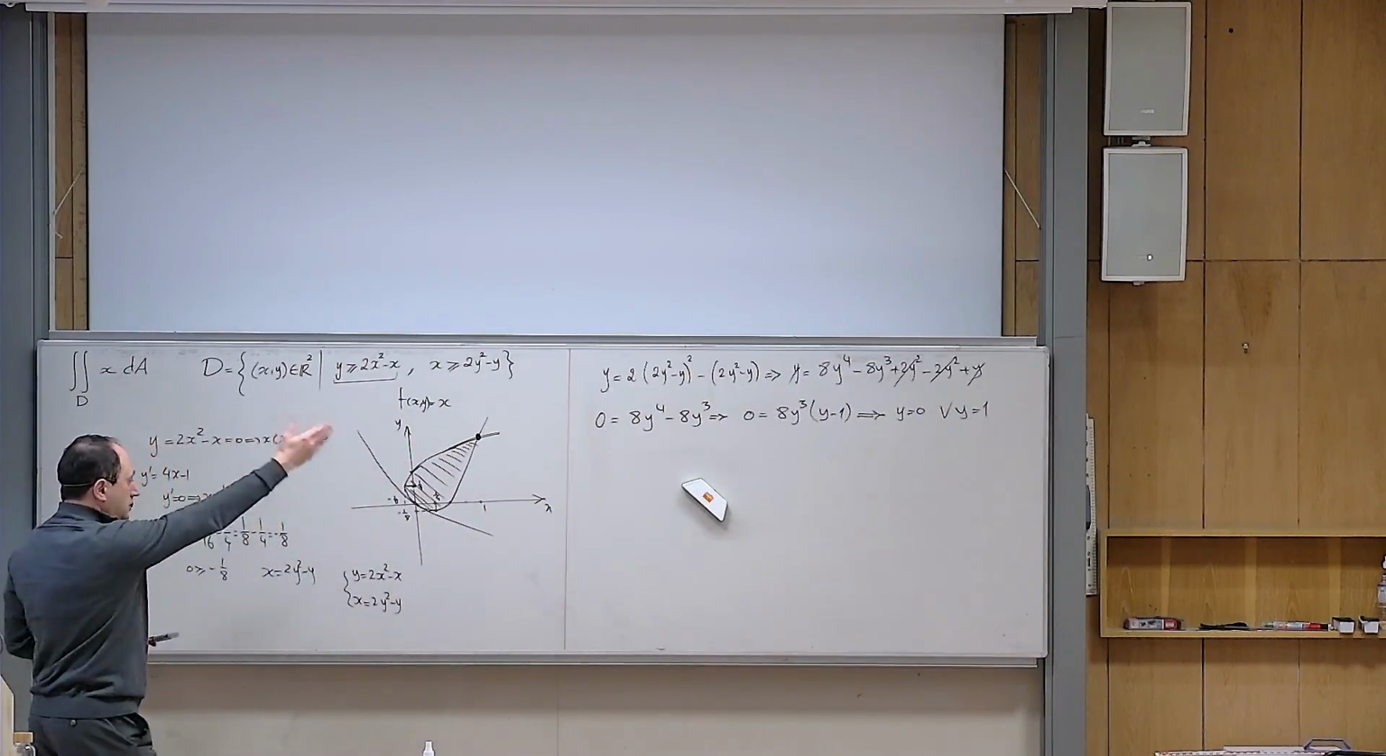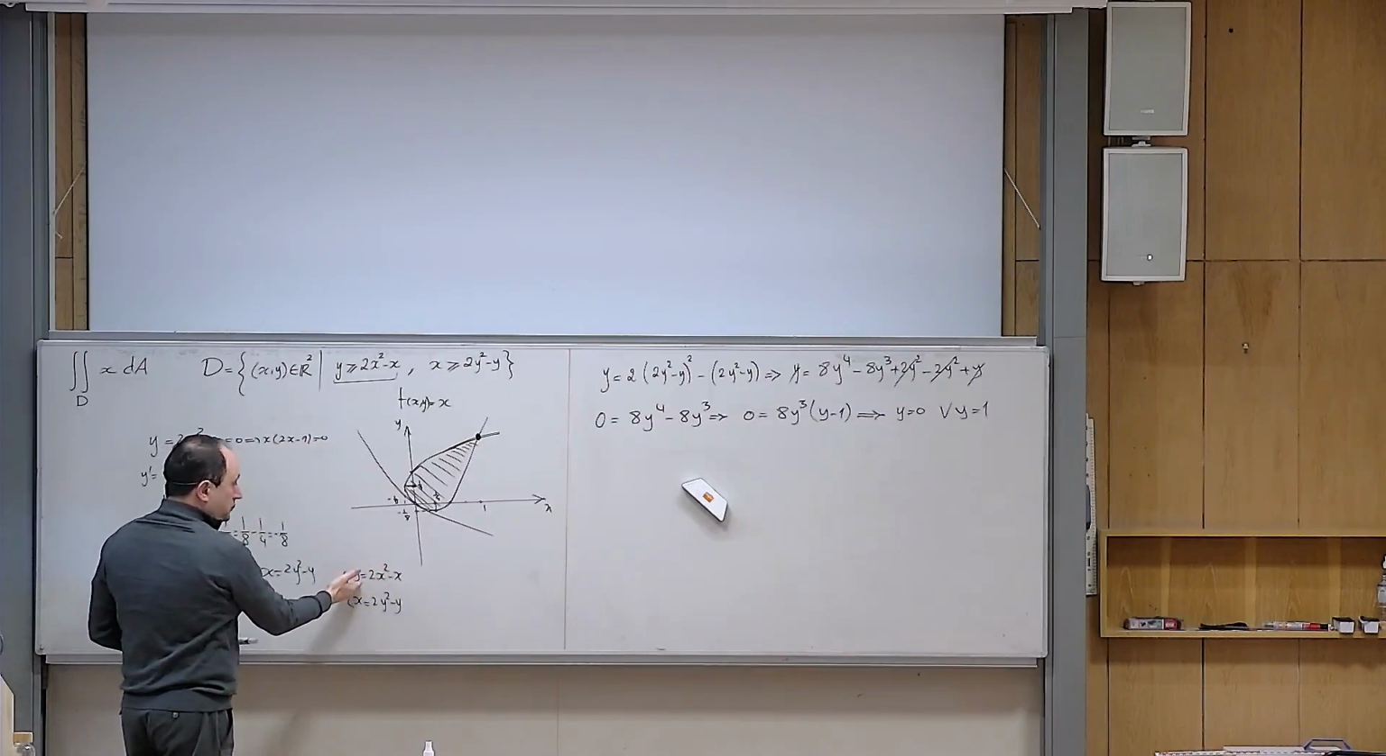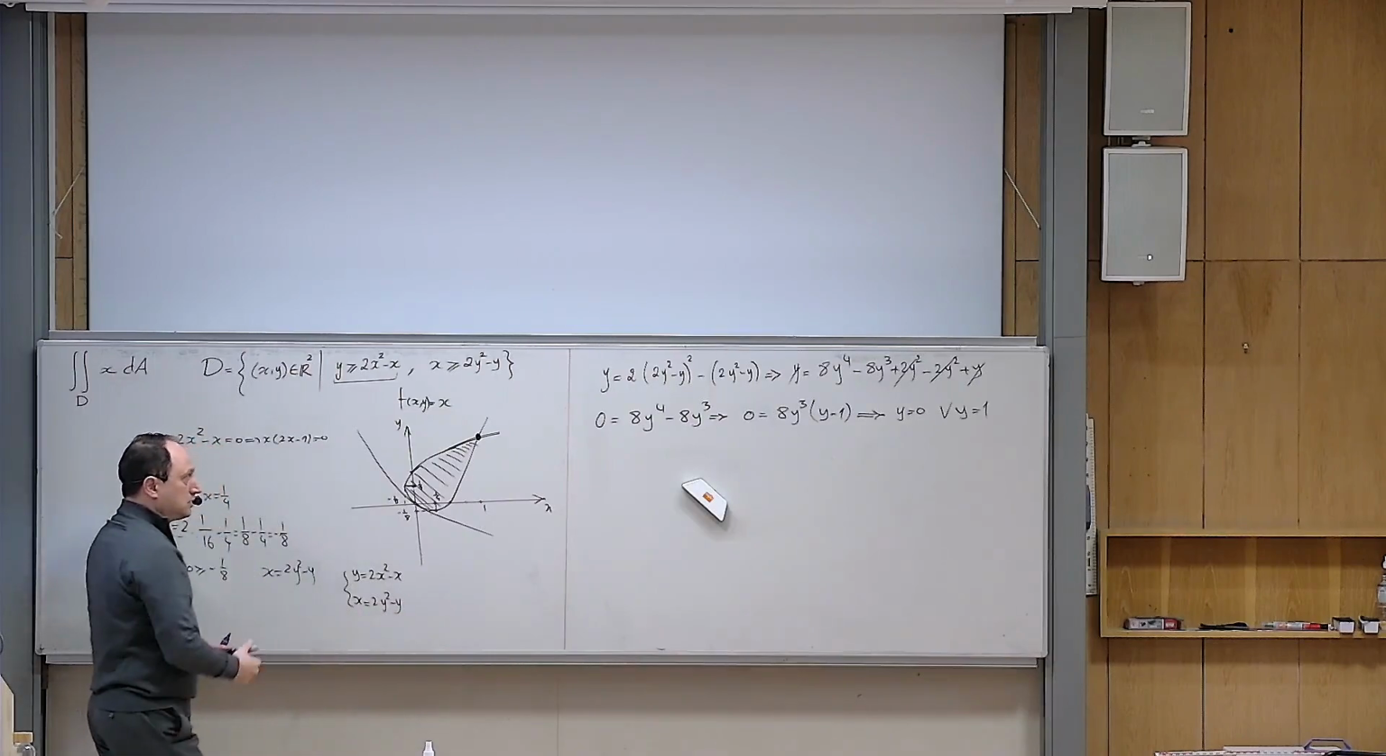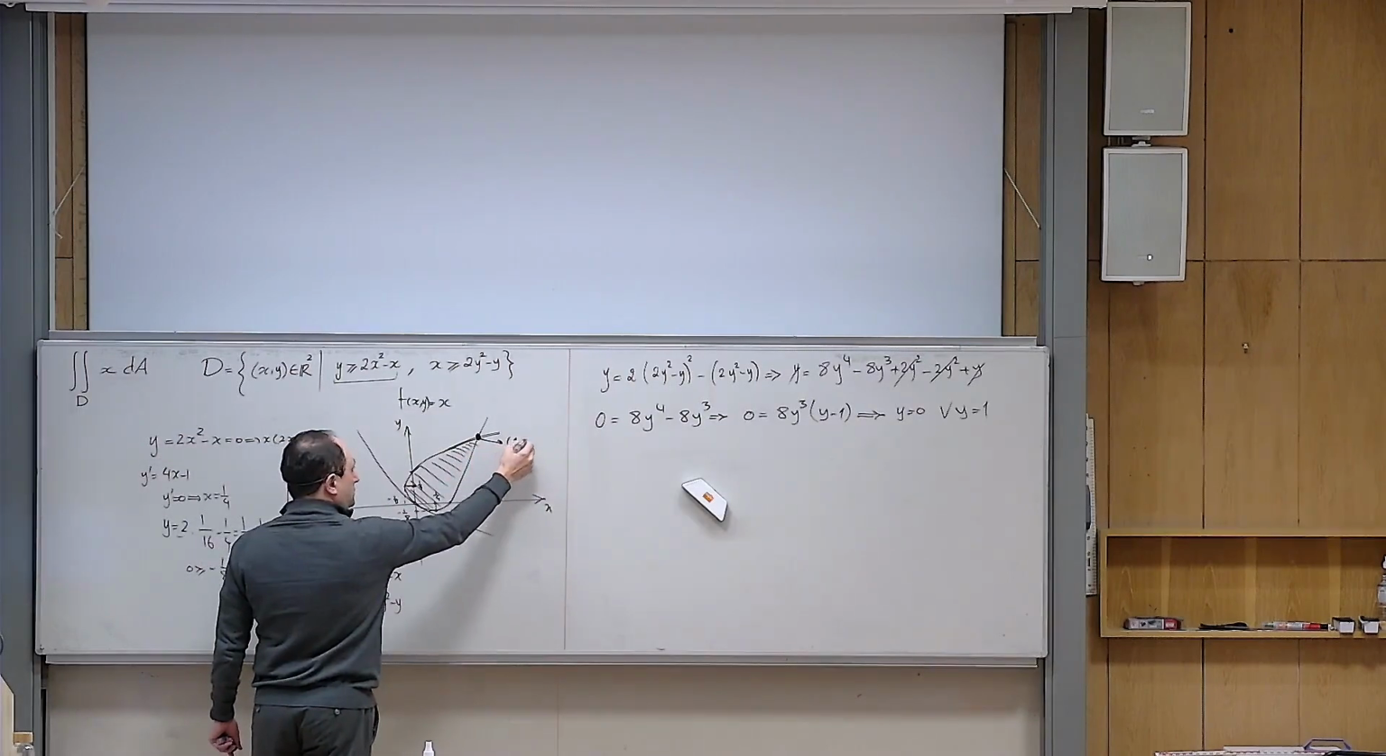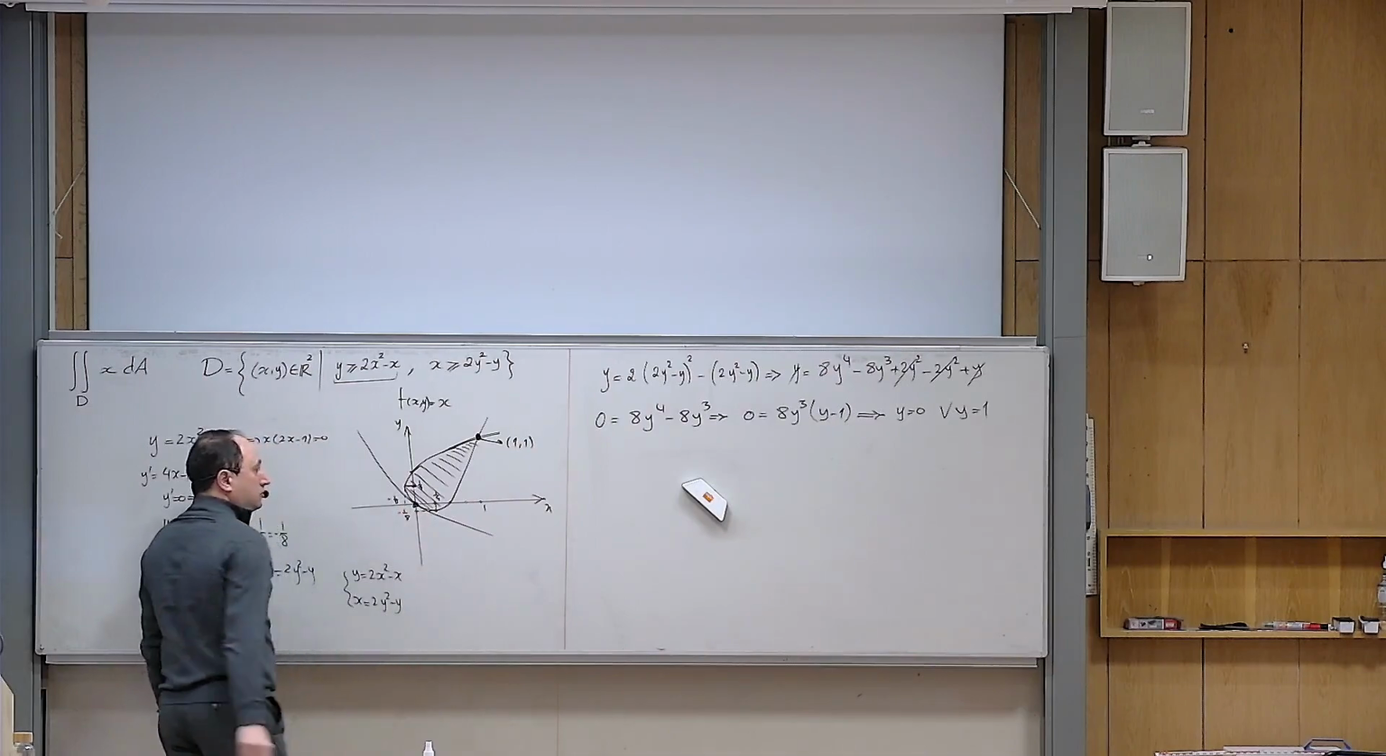Okay, so if x is equal to 0, I put it here, y becomes 0. If y is equal to 1, I put it here, x becomes 1. So this point is actually the point 1 and 1, and this point is 0 and 0.